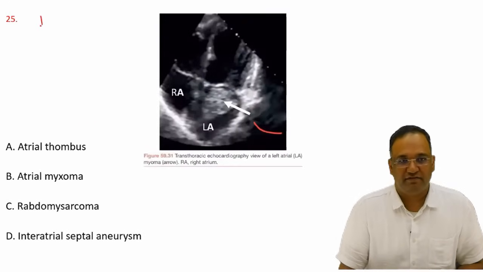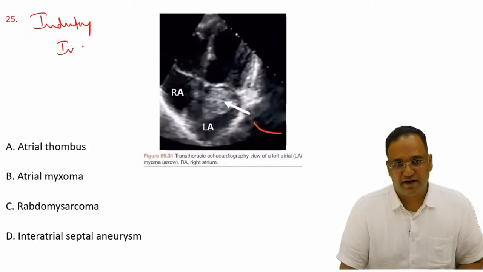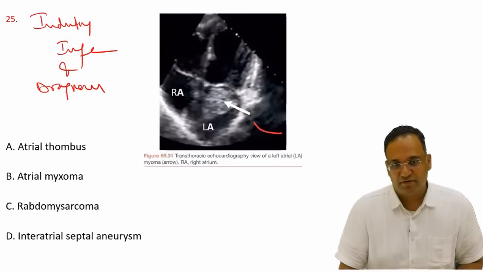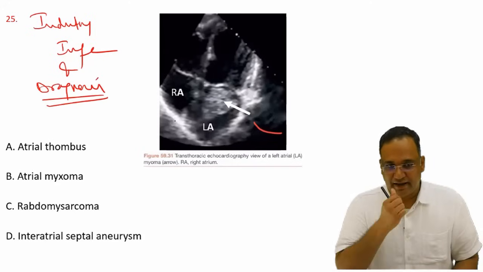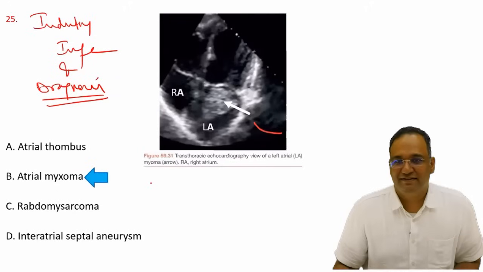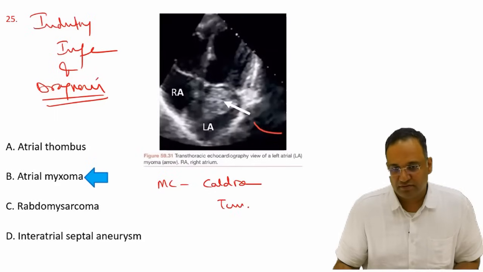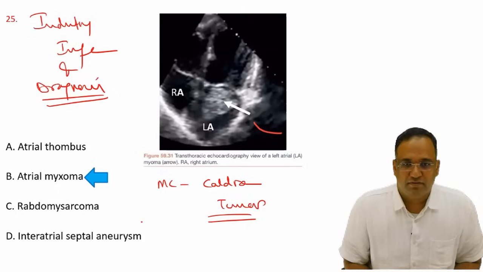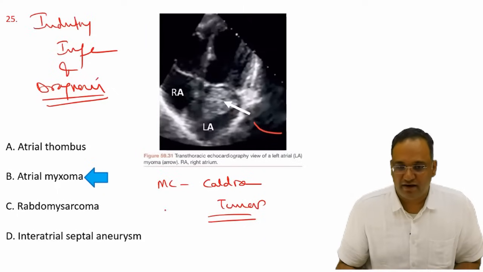Okay, now identify the image. Image and diagnosis. What is that you see in the LA? In the left atrium, you see something. What is that? This is left atrial myxoma. Left atrial myxoma is the most common cardiac tumor. They'll ask you this question. Most common cardiac tumor and is mostly mobile.